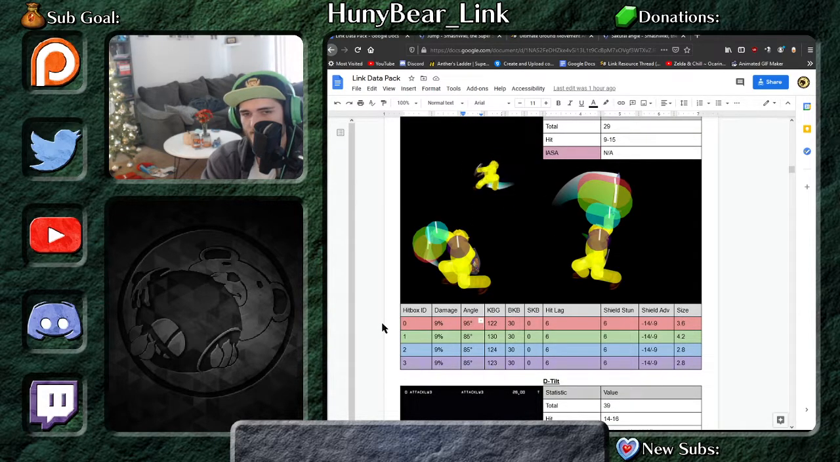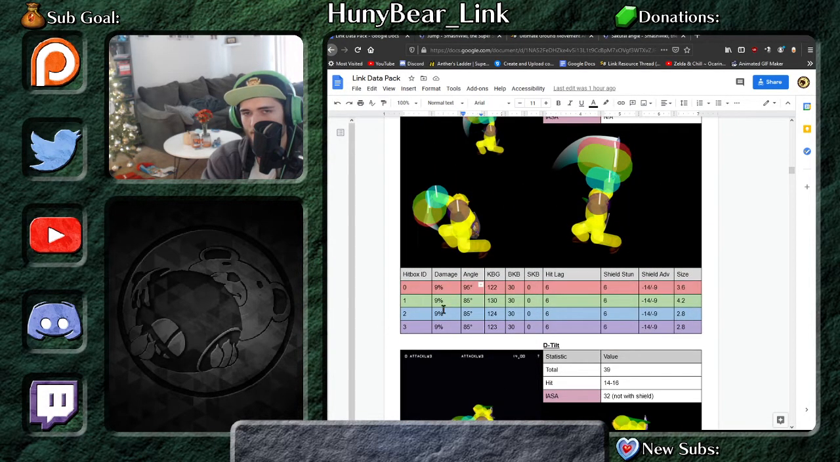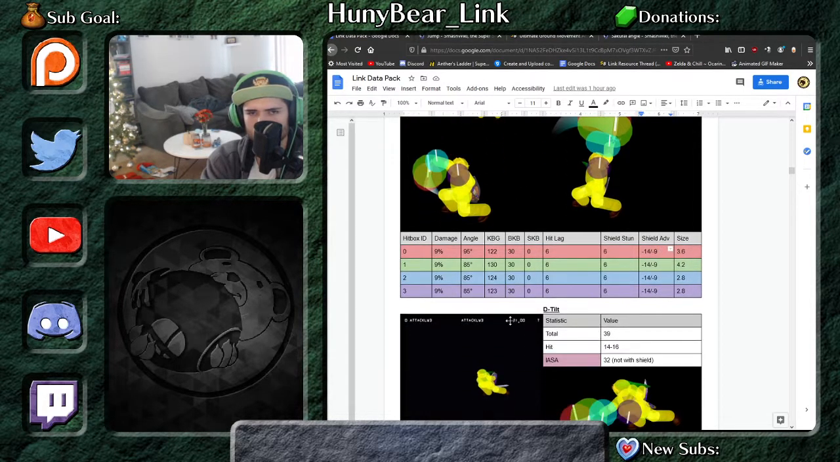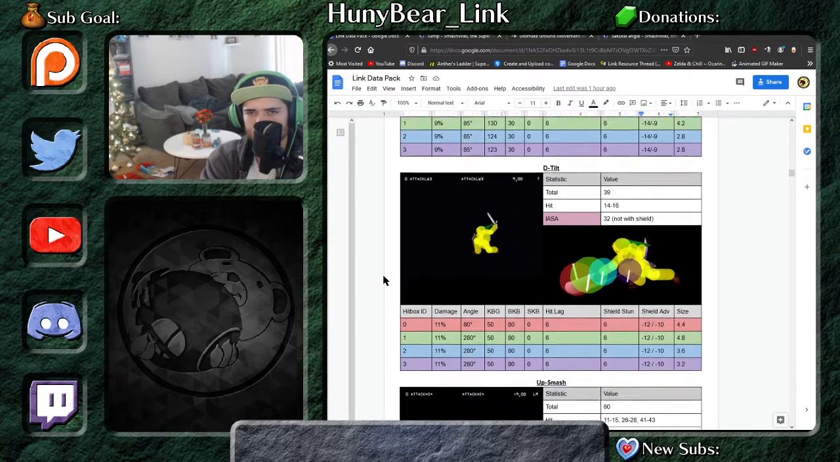It hits fast, it hits hard, it combos into itself, it combos into all of Link's combo moves. Up tilt's just a great tool. And the back hitbox is actually pretty good on shield. -9 for a grounded move is not bad at all.